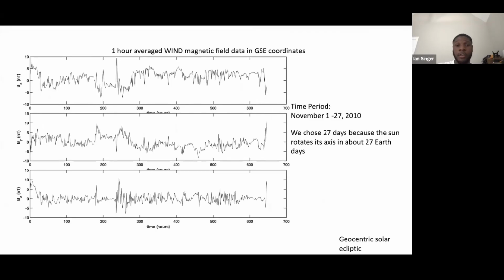And here is the data that I collected from Wind. It's called the 1 hour average Wind magnetic field data in GSE coordinates, GSE meaning geocentric solar ecliptic coordinates. The time period I used was from November 1st to the 27th in 2010. You see 27 days because that's the amount of time it takes, 27 Earth days, for the sun to rotate on its axis.